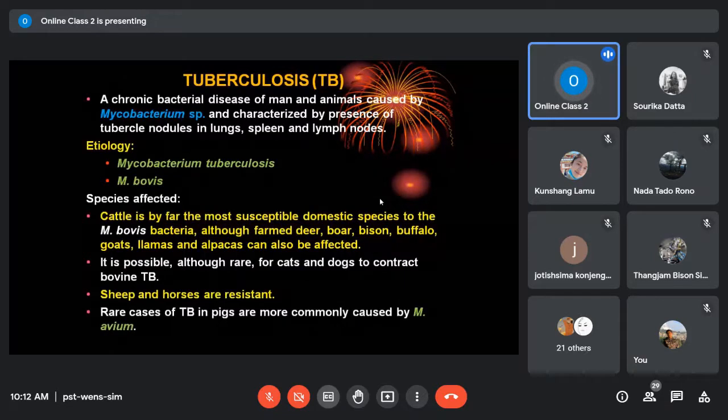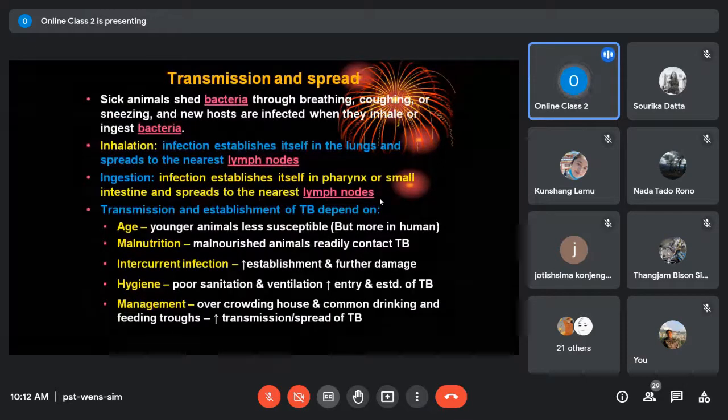The main etiological agent for this disease is Mycobacterium tuberculosis. So far as bovines are concerned, Mycobacterium bovis, and in avian, Mycobacterium avium. This you might have heard or learned. Many species of animals can be affected, including humans, right? So this disease is very commonly occurring among animal species.